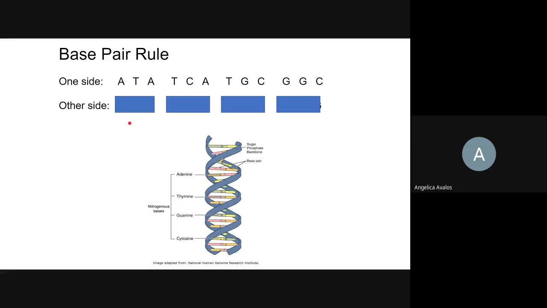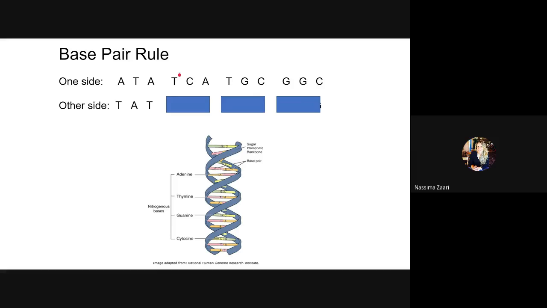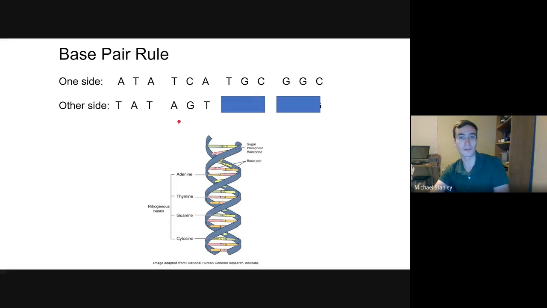TAT? TAT. Bingo. A goes with T goes with A goes with T. All right, our second group, we have T, C, A. So what would the other side of our DNA look like? A, G, and T. Perfect. A, G, T. T means you have an A. C goes with G. A goes with T.